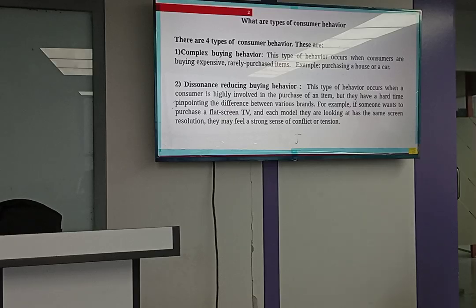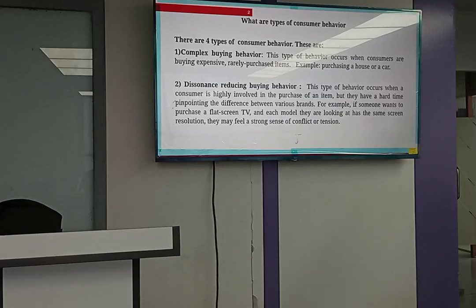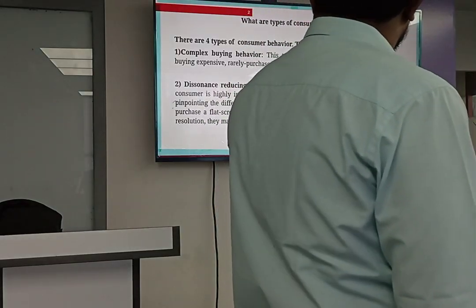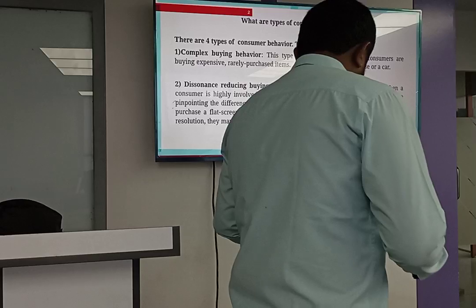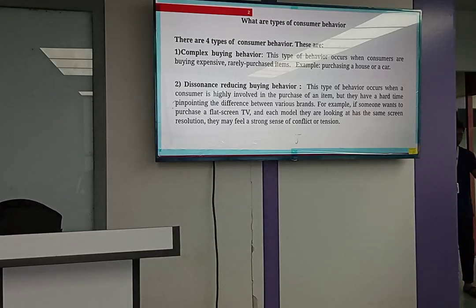So what are the types of consumer behavior? So there are 4 types of consumer behavior. That means when consumers behave, they have 4 types of behavior that they do. One is complex buying behavior. This type of behavior involves when they buy an expensive product. That means suppose someone is buying a car. So this is not a thing that suppose someone is buying a flat. This is not a thing that every day someone will buy a car, right? You can buy sunglasses every day.